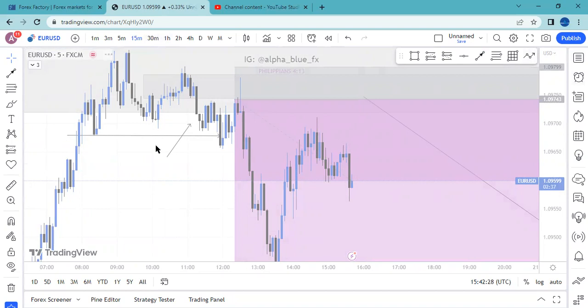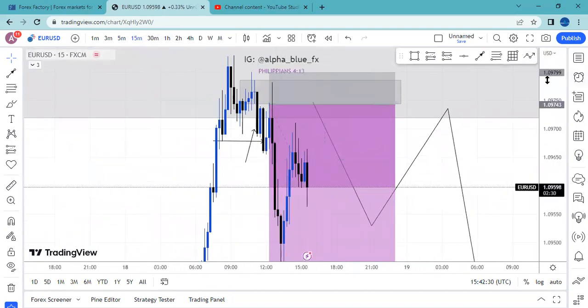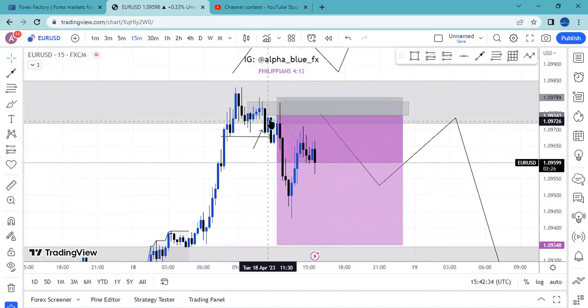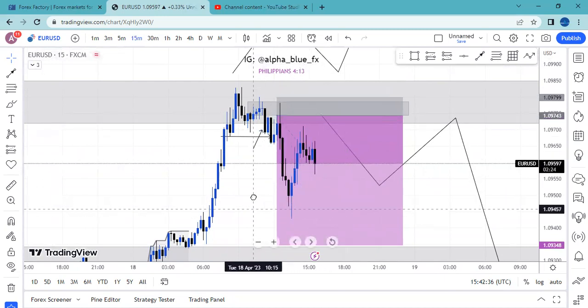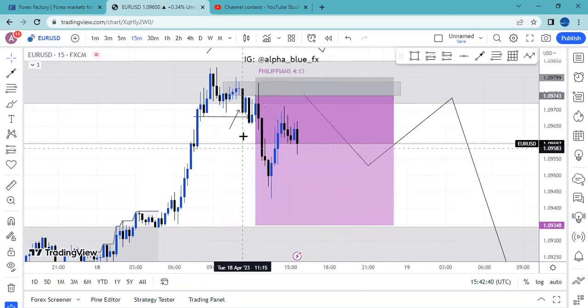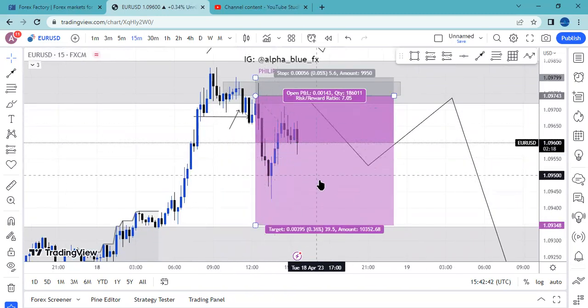Let's check the 15 minutes. Now this is the 15 minutes. You can see the wick it gave right here at that entry, and then it sold off. It came almost to my take profit, then retraced back, I guess for another opportunity for others to sell the market.